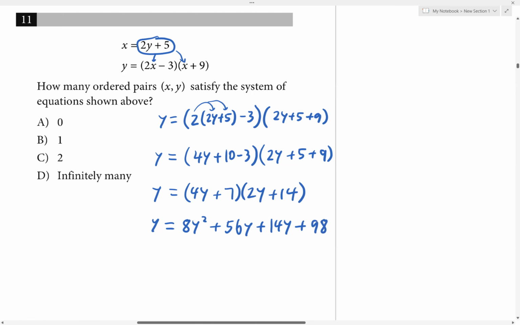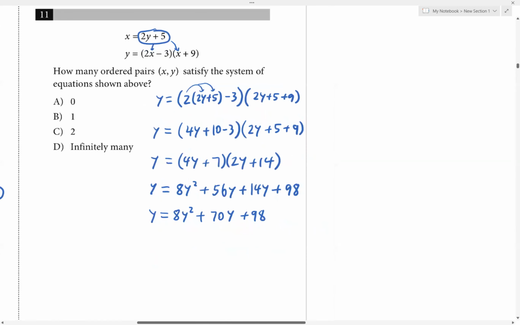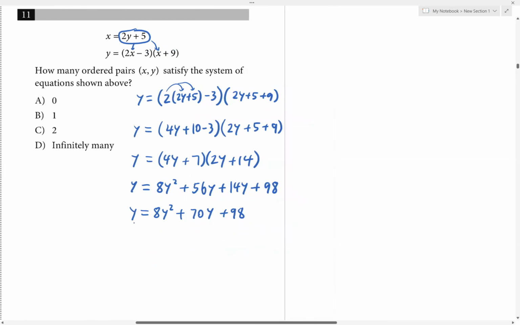Okay, yep. And then we can combine like terms. 8y squared plus 56 plus 14 is 70y, plus 98. All right, and then we can subtract y on both sides and set it equal to 0. Then we get 8y squared plus 69y plus 98. So that's the equation that we have after we multiply things out and simplify.